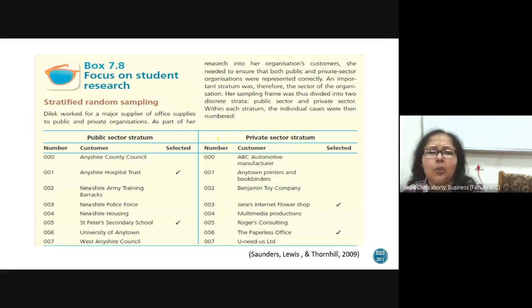Say, Dilek worked for a major supplier of office supplies to public and private organizations. As part of her research on her organization's customers, she needed to ensure that both public and private sector organizations were represented correctly. An important stratum would be the sector of the organization, public and private. So her sampling frame was divided into two discrete strata, public sector and private sector. Within each stratum, the individual cases were then numbered, and then randomly selected.